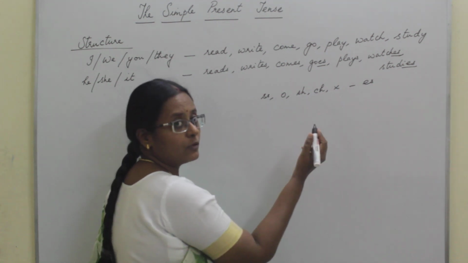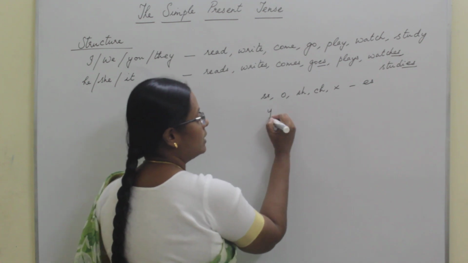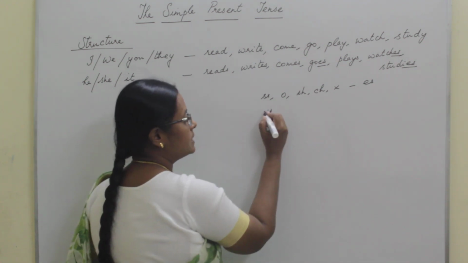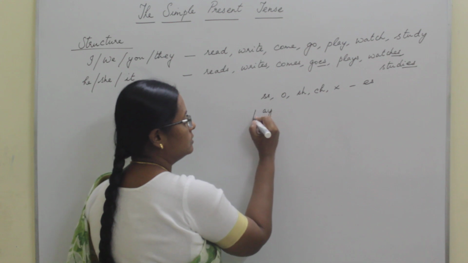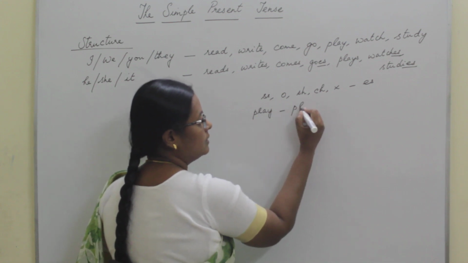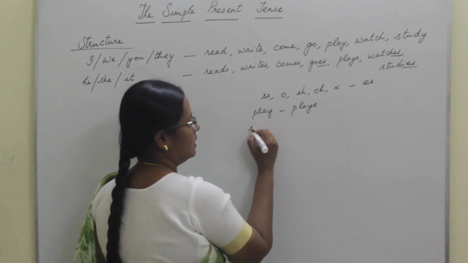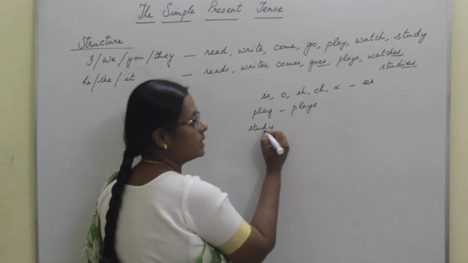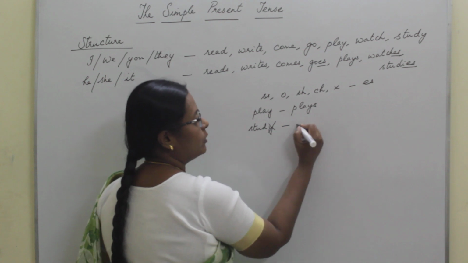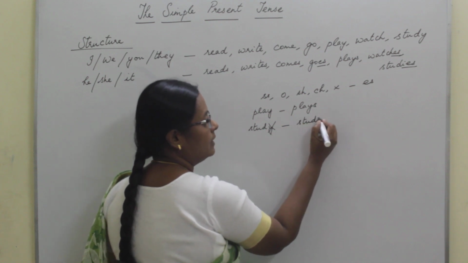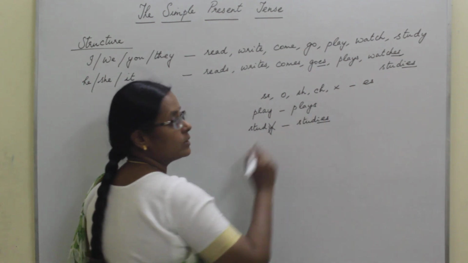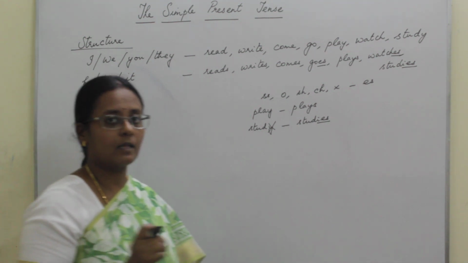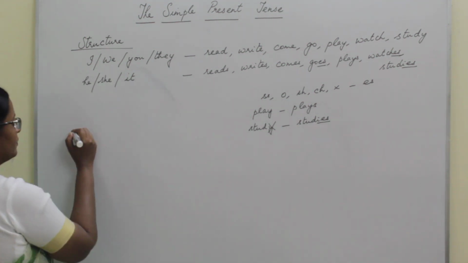And if the final letter of the verb ends in Y, and if it is preceded by a vowel, then we just add S, as in plays. But if the final letter is Y and it is preceded by a consonant, we remove the final Y and add IES. So that's all with the spelling of the verb. Let's go to the uses now.